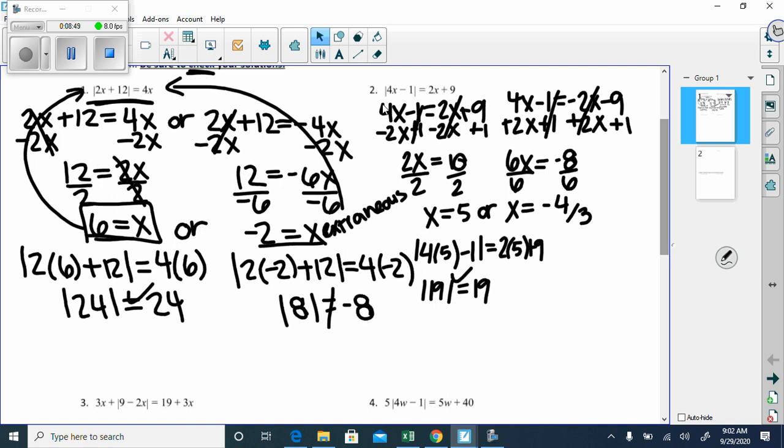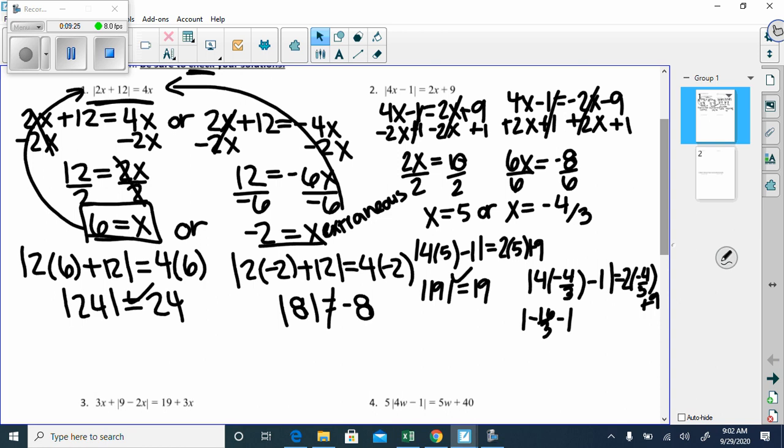Now I have to do the same thing with the negative 4/3. I'm plugging it into the original. So I'm going to have the absolute value of 4 times negative 4/3 minus 1 equals 2 times negative 4/3. I'm running out of room there. Plus 9. Okay? So I have 4 times negative 4/3, which is going to give me, yes, negative 16/3.